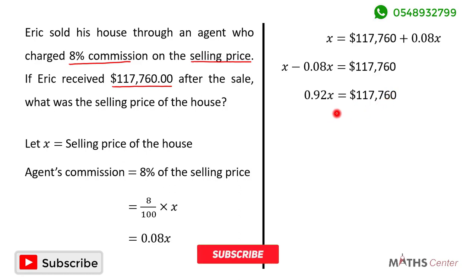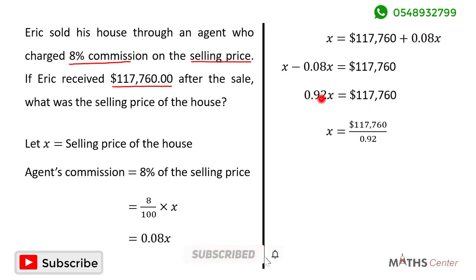$117,760. We will divide both sides by 0.92. And so X will be equal to $117,760 divided by 0.92. And this will give us X is equal to $128,000. So the selling price of the house was $128,000.